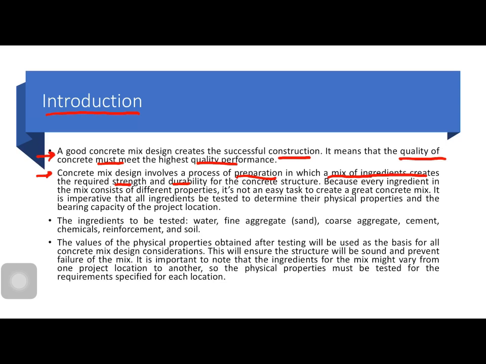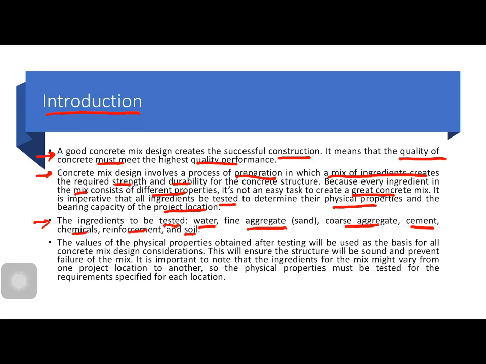Because every ingredient in the mix has different properties, it is not an easy task to create a great concrete mix. It is imperative that all ingredients be tested to determine their physical properties and the bearing capacity of the project location. So what are the ingredients? The ingredients to be tested are water, fine aggregate, coarse aggregate, cement, chemical, reinforcement, and soil.